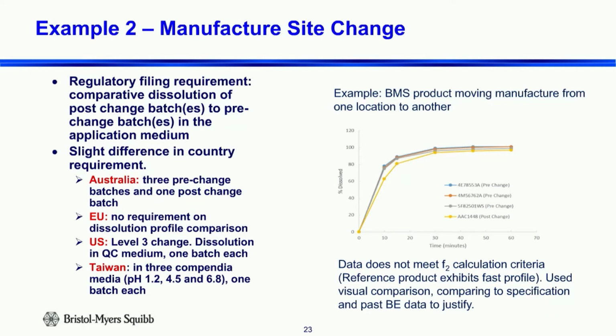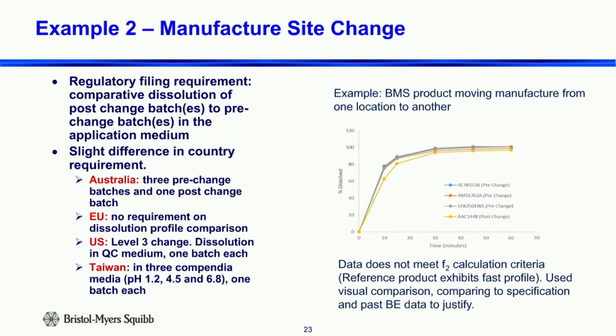The EU has no comparative dissolution requirement. However, US and Australia do have a requirement, which is only in the QC media, but even then, Australia has more requirements: they require a comparison of 3 pre-change batches to the 1 post-change, while US only requires 1 batch each. Taiwan, on the other hand, requires 3 pH media. Interestingly, you don't necessarily have to compare in the QC method. You just have to do the 3 compendial pH dissolutions, which are 1.2, 4.5, and 6.8.